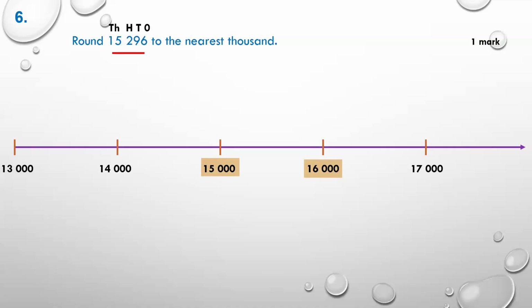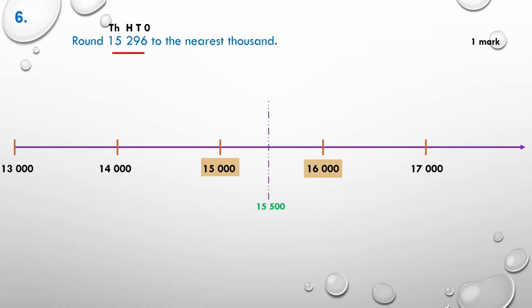So which answer will it be? Will our answer be 15,000? Is it closer to 15,000 or is it closer to 16,000? Let's think about what is the middle of 15,000 and 16,000. Using that as our little benchmark, the middle is 15,500. Right? So that should help us a little bit.